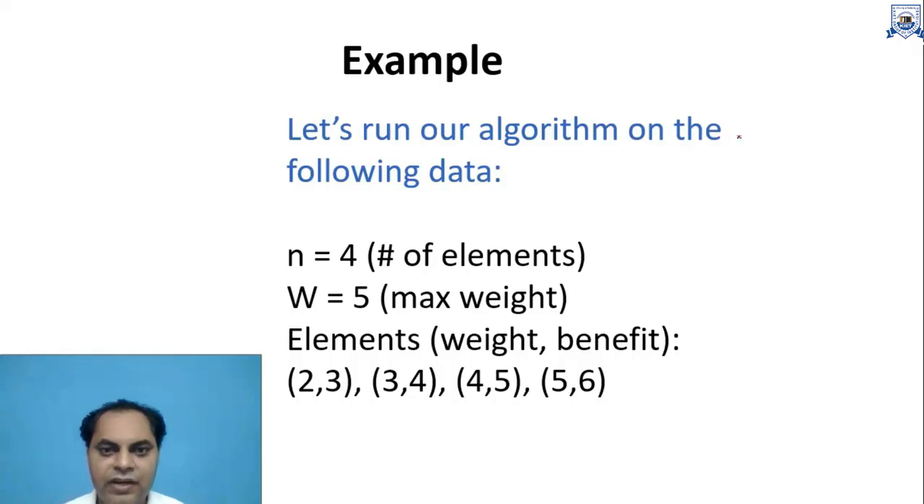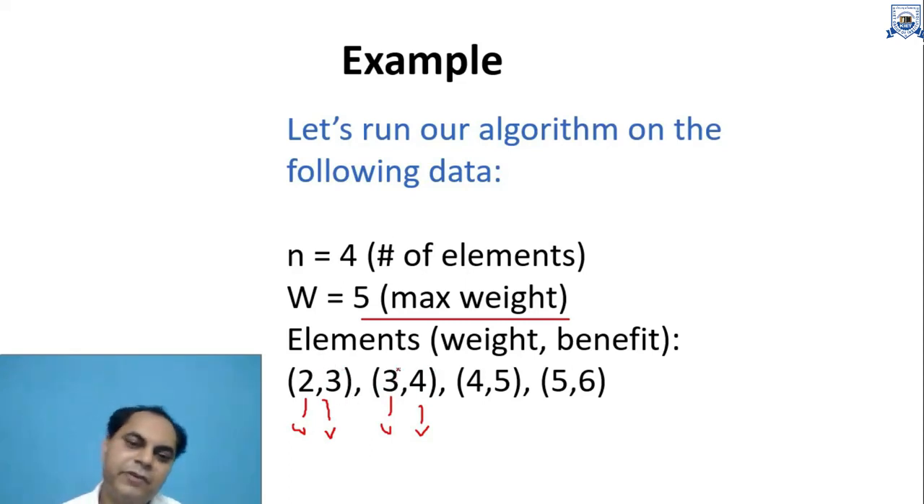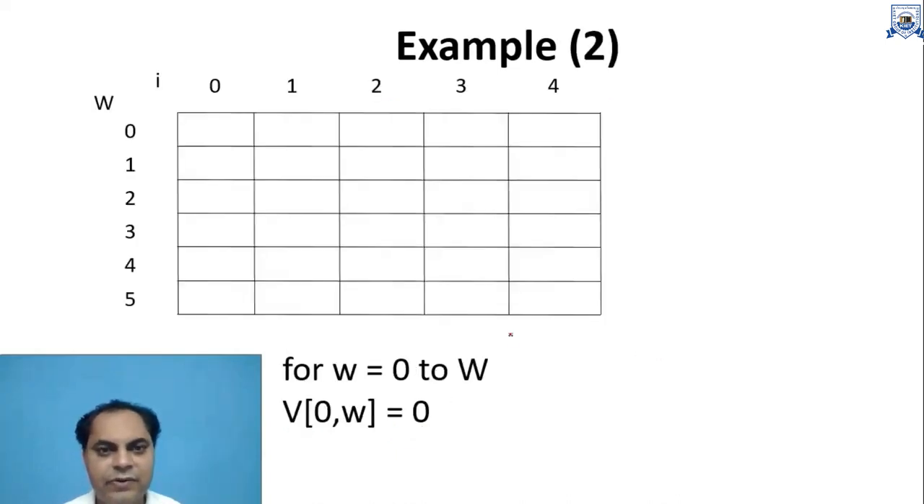Now let's discuss one example of the 0/1 knapsack problem. In this example we are considering 4 items, and the capacity of the knapsack is 5, and these are the elements' weight and benefit. This is weight W, and this is benefit V. Item number 1 has weight 2 and value 3. Item number 2 has weight 3 and value 4. Similarly, you can find out the value of each and every item. Okay, now let's apply our algorithm to this example.